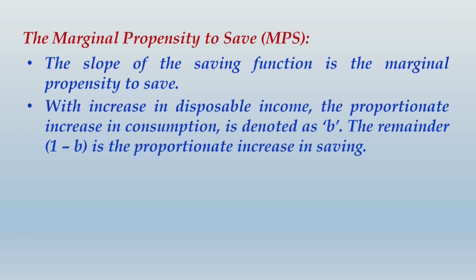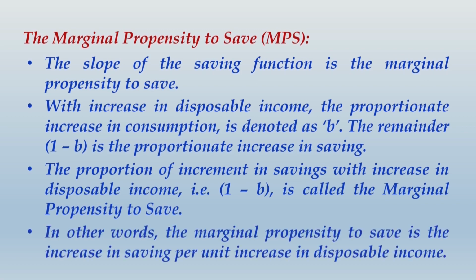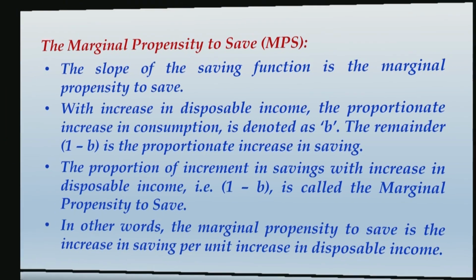With increase in disposable income, the proportionate increase in consumption is denoted as B. You know that already. The remainder 1 minus B is the proportionate increase in saving. The proportion of increment in savings with increase in disposable income, that is 1 minus B, is called the marginal propensity to save. In other words, the marginal propensity to save is the increase in saving per unit increase in disposable income. Let us move ahead and continue writing further.